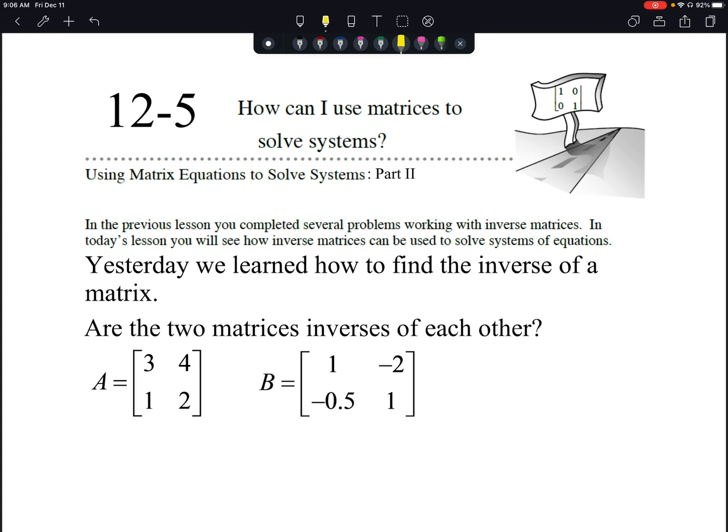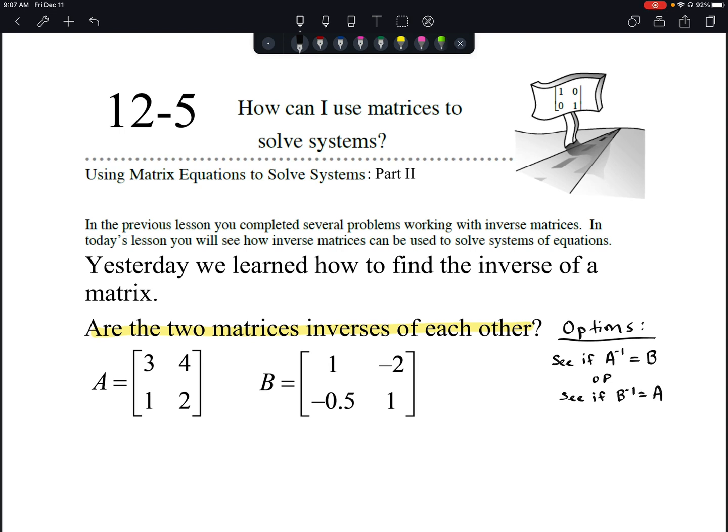So let's get started. First of all, just a quick review. It says here, how are the two matrices inverses of each other? You see we have matrix A and matrix B. Now there's a couple options, a couple things we could do. If you remember how to find the inverse of a matrix, you could check to see if, let's just write down these options, A inverse equals B, or we could see if B inverse equals A.